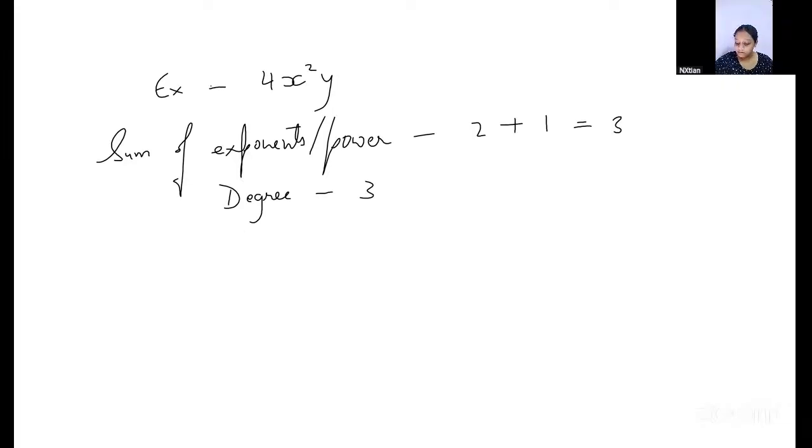If I have xy, what will be its degree? 2. Why 2? Because the power of x is 1 and the power of y is also 1. Because they're single variables. When single variables are there, it means that their power is 1. Make a note and write down.